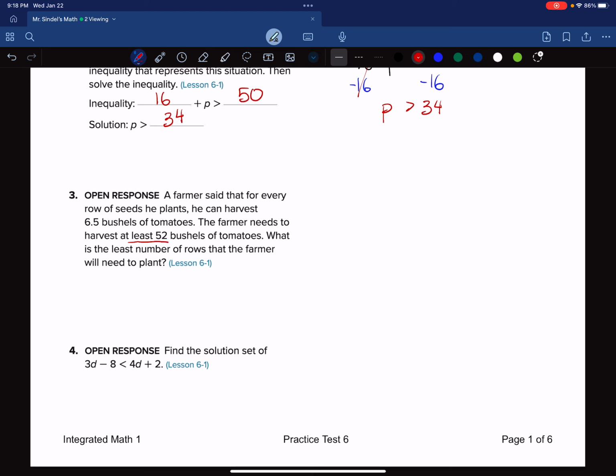So it's either one of these two, right? It's either greater than or equal to 52 or greater than 52. And we have to decide. That's a terrible 5. Greater than 52.